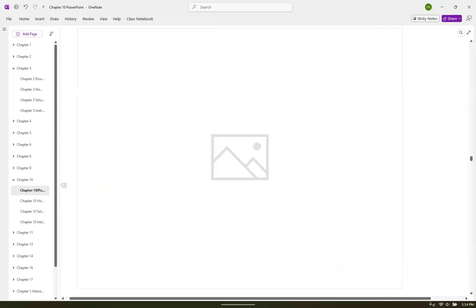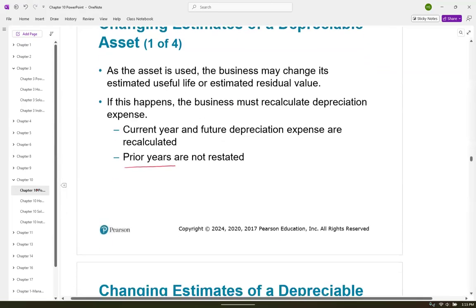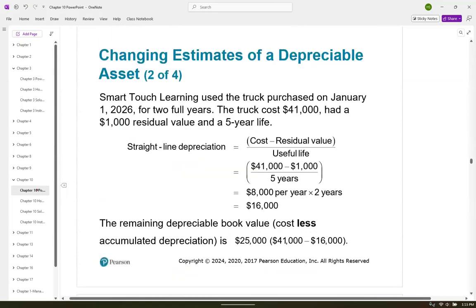Okay. But as time goes on, you might find out, oh, okay, this asset's really not going to last us 10 years. It's really going to last us only 5. You're always going to change the depreciation going forward. You never go back to previous years because in your previous years you were using an estimate that was the best estimate you had at the time. Now we're here at the present, and at this moment, we're looking forward and we only look forward. We do not look backwards when we are changing estimates.